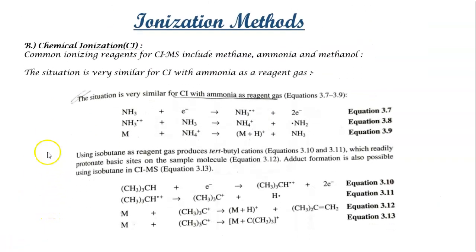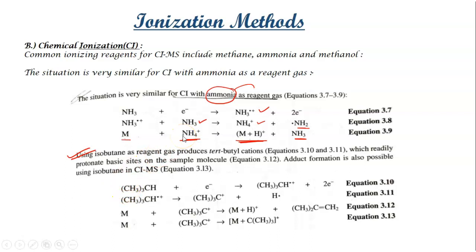So proceeding further. Similarly, the situation is quite similar with ammonia gas as a carrier or reagent gas. The same process is occurring. Ammonia on getting ionized results in the formation of a radical cation, and this radical cation reacts with the excess of ammonia, resulting in the formation of this particular primary ion and a radical. And now what is happening? Your sample molecule or analyte is reacting with this particular ion, which you can also call a quasi-molecular ion, and it results in the formation of M plus H positive, and ammonia is released as such. Similarly, you can see isobutane as a reagent gas example also.